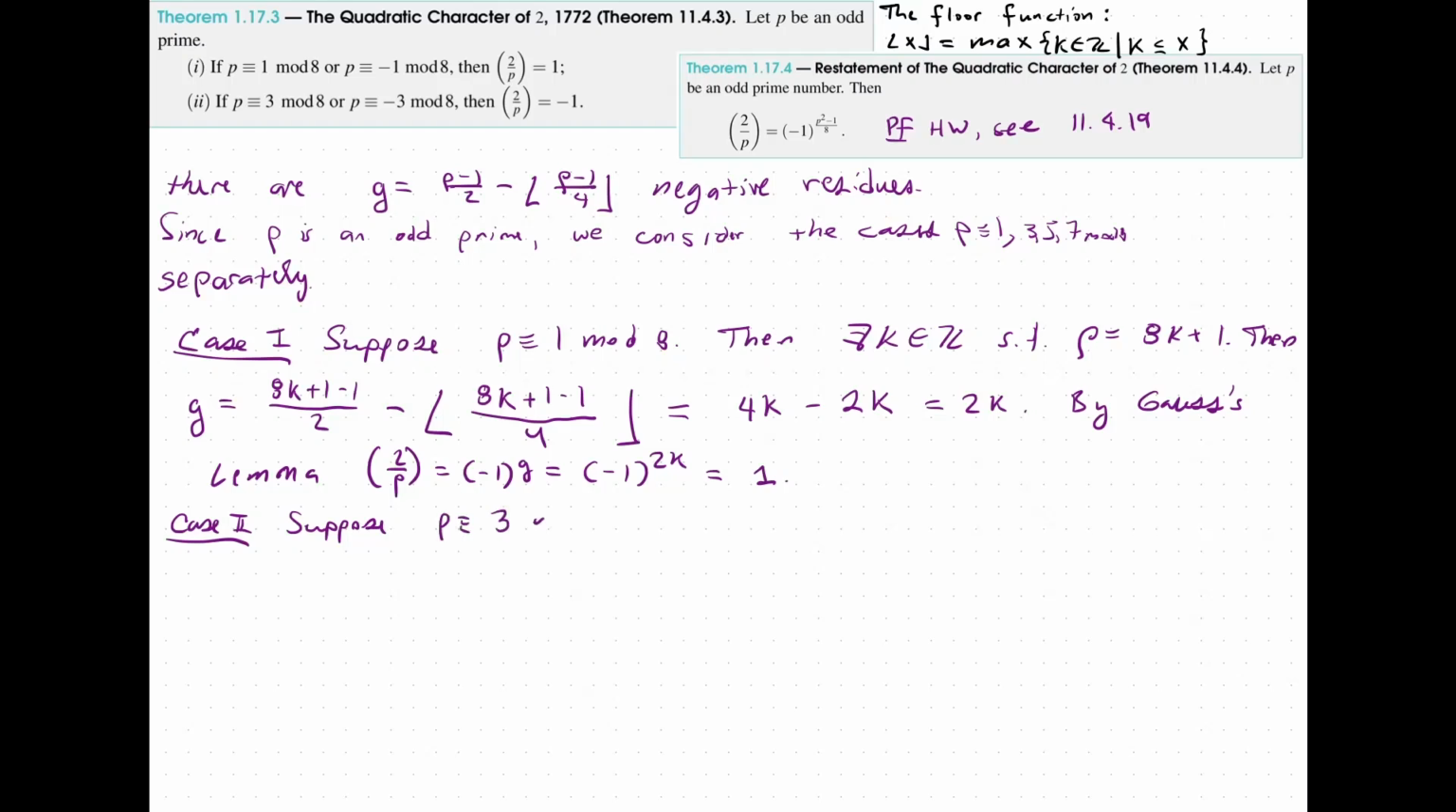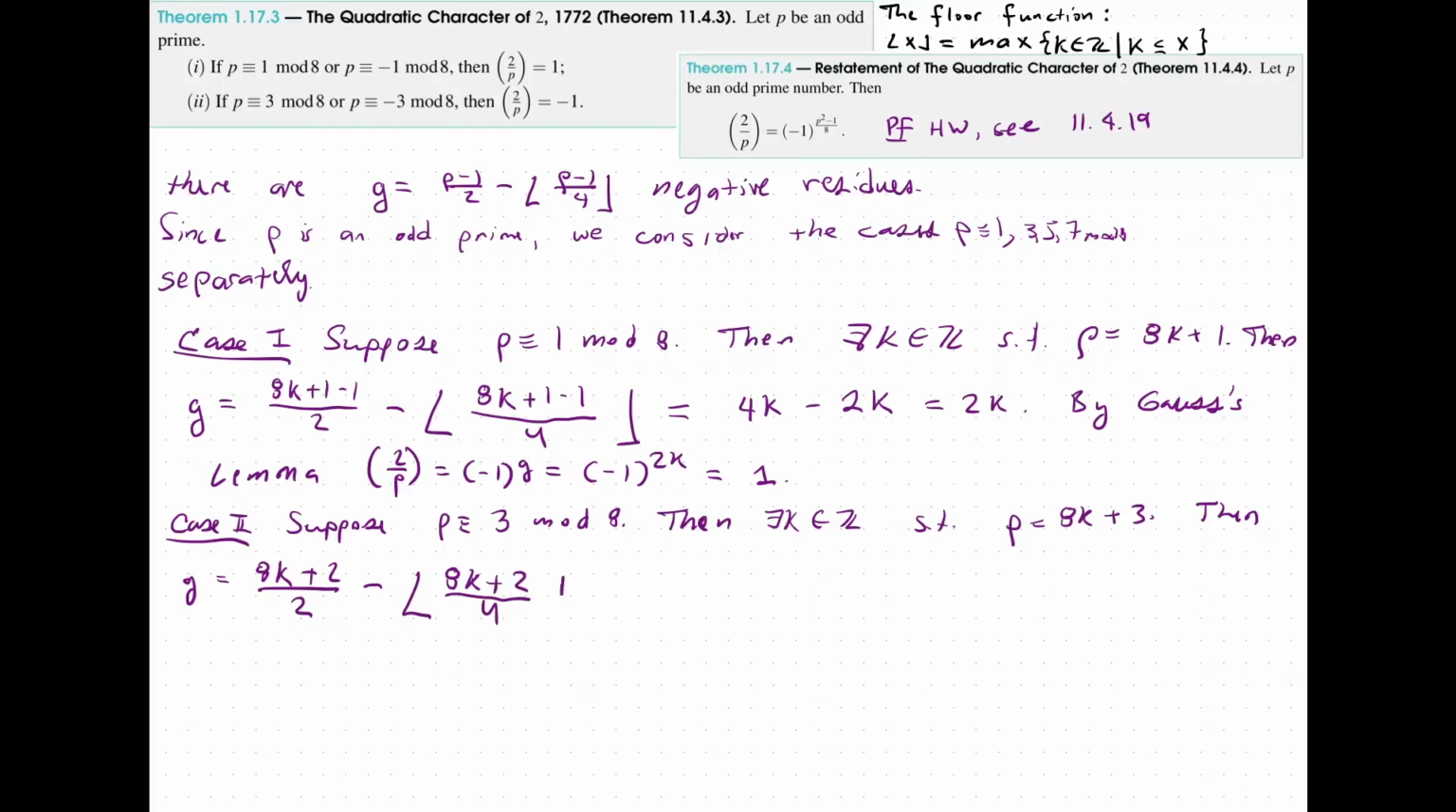Suppose p is going to go into 3 mod 8. So then there exists some integer k such that p is equal to 8k plus 3. But then we have that g is going to be (8k plus 3 minus 1, so plus 2) over 2, minus the floor function of (8k plus 3 minus 1, so 8k plus 2 again) over 4. And so the first one is going to become 4k plus 1. But then we're subtracting the floor function of, that was going to become 2k plus a half. And so the greatest integer that we can have is going to be exactly 2k for the floor function. And so we're going to be left with 2k plus 1.